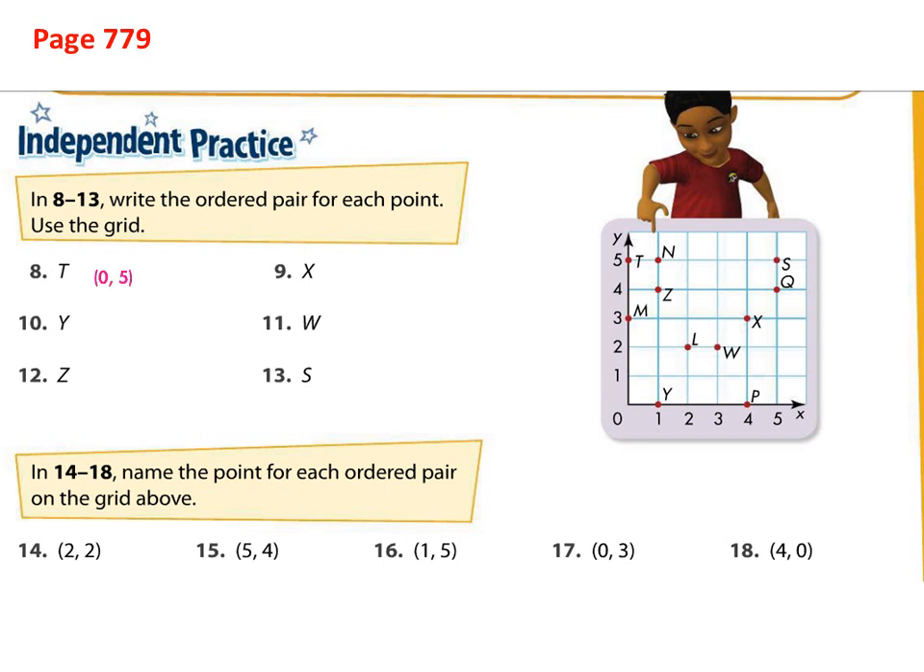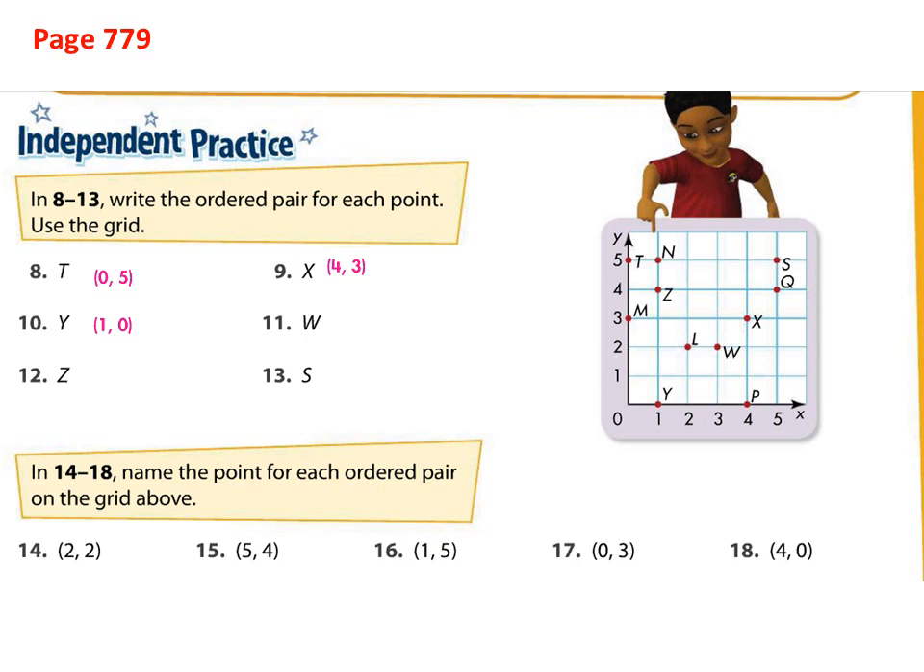Question 9, X. Search for the point X. How to go to X? Begin with the origin point. Of course, run to the right 4 steps or 4 units. Then rise. So run 4, rise 3. So it will be 4 and 3. Yes. Question 10, Y. How to locate the point Y? We must begin with the origin point. Run 1 step, rise 0. So it's 1 and 0.